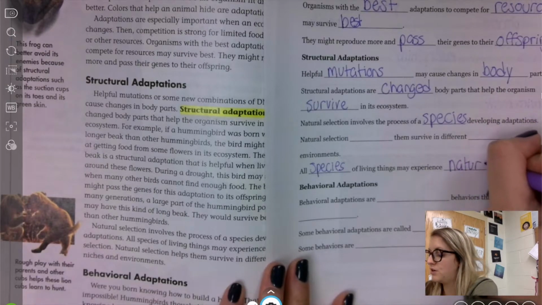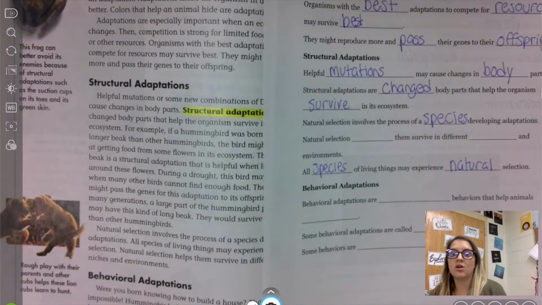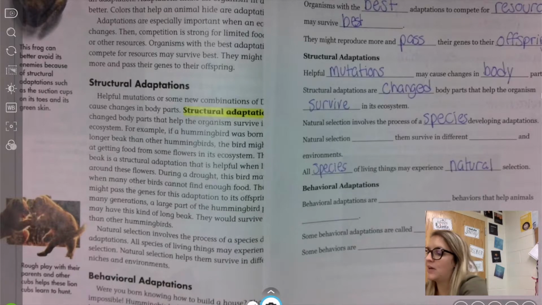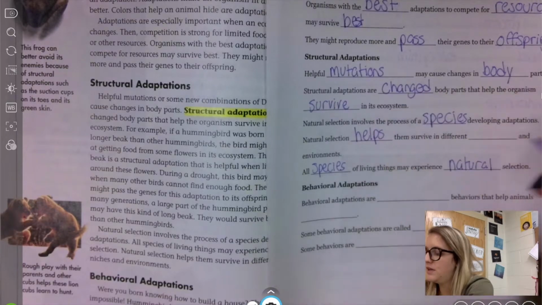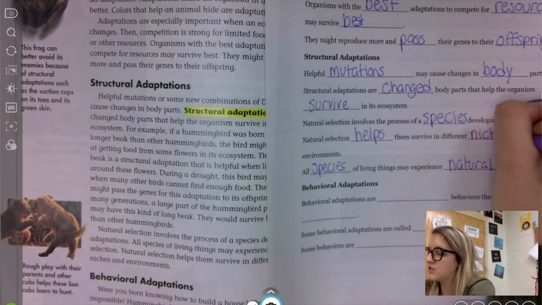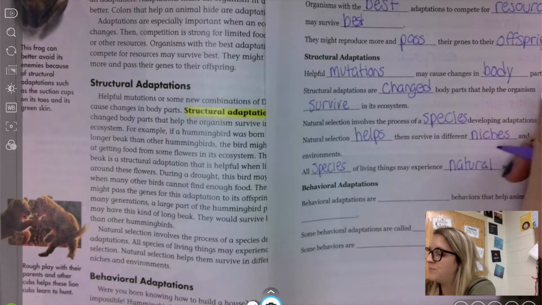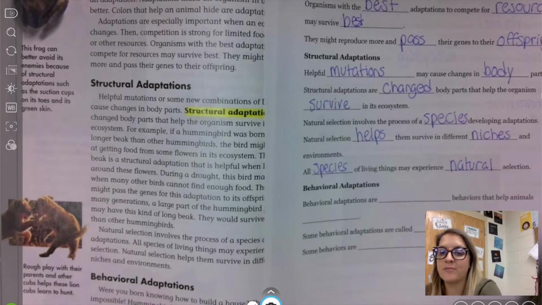So it's not always all of them. It could just be some of them, but all of them may experience it. Natural selection helps them survive in different niches and environments. Remember, niches are their different roles or jobs. So it's going to help them ultimately survive better in their environment.